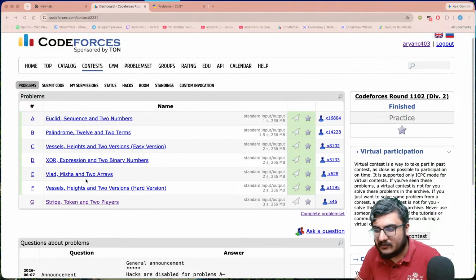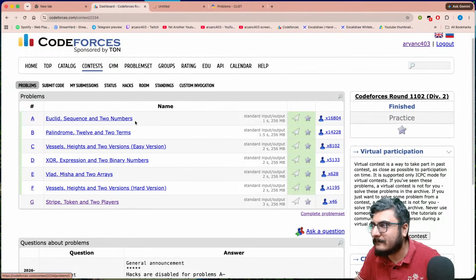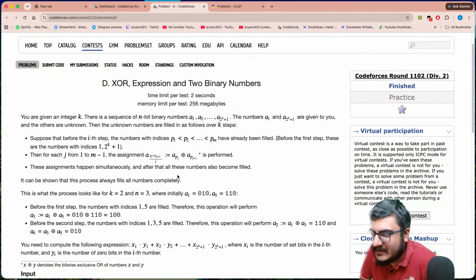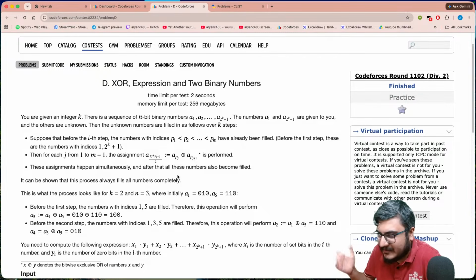Okay. Now let's move on to problem B then. It says you are given an integer k. There is a sequence of n-bit binary numbers a1 up to a_(2^k + 1), where a1 and a_(2^k + 1) are given to you and the others are unknown. Then the unknown numbers are filled in as follows over k steps.